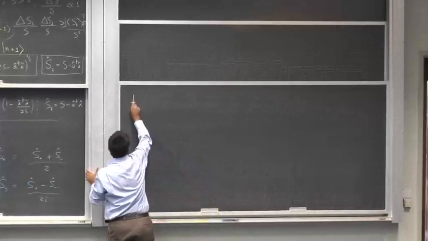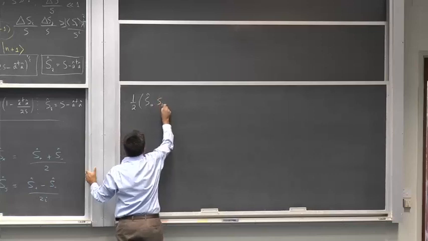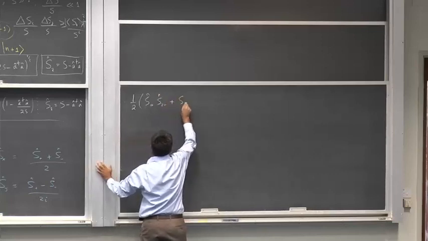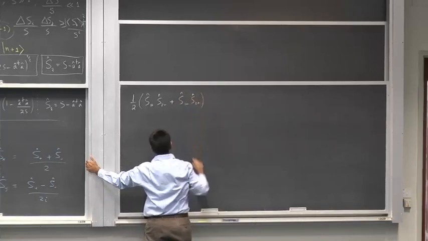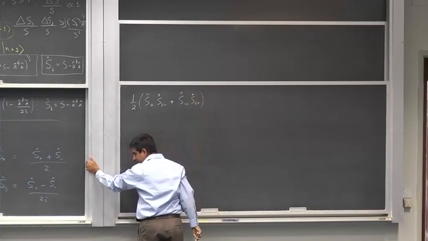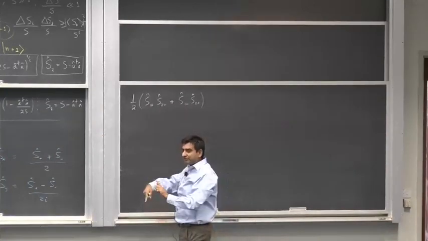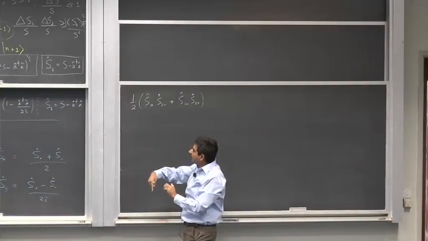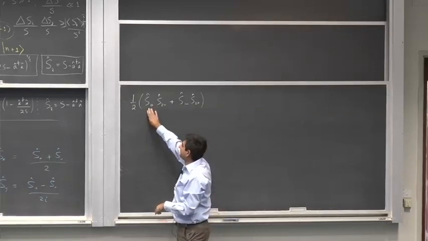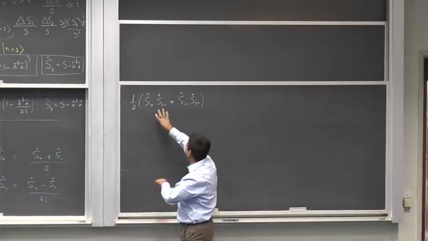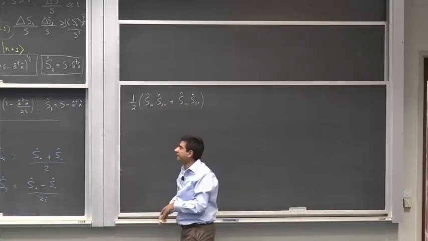So 1/2 (S1+ S2- + S1- S2+). Sometimes this kind of Hamiltonian, in which there is a raising operator on one term and the lowering operator on the other, and then you swap the roles, is called a flip-flop operator. Okay, flip-flop.